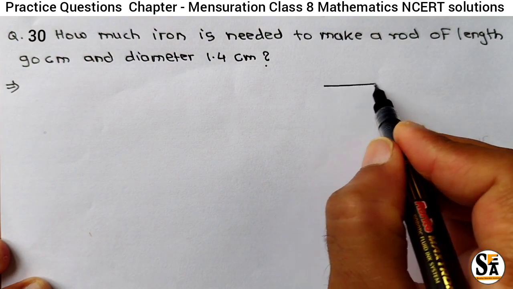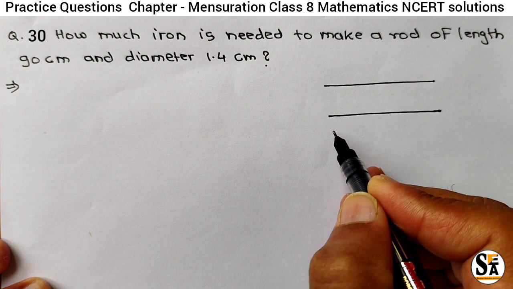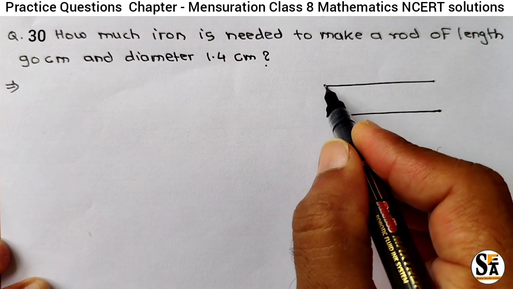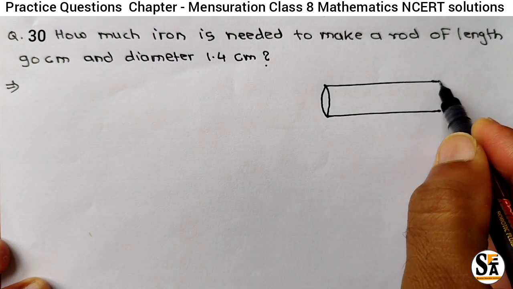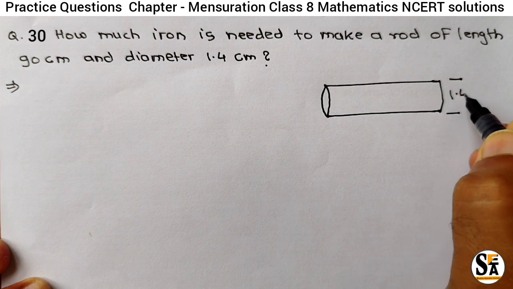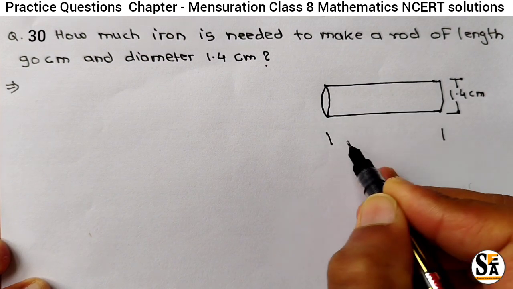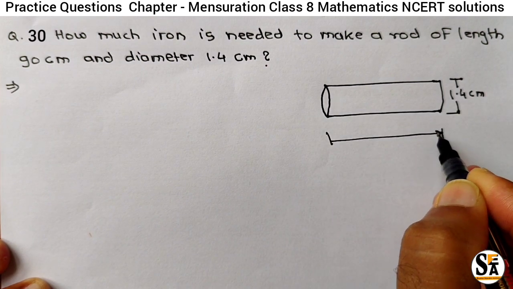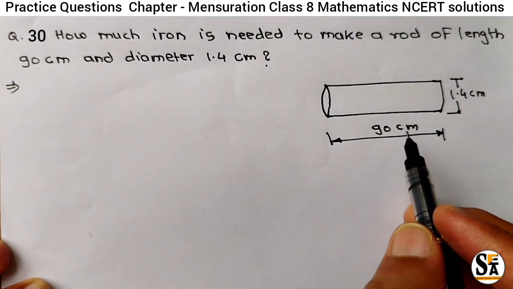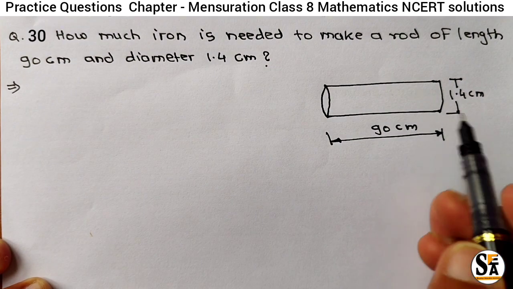If this is a rod, it is a cylindrical rod. And what is given? Length is given as 90 cm and diameter is given as 1.4 cm. So if this is the diameter, then this diameter is given 1.4 cm, isn't it? And this length is given 90 cm. We have to calculate how much iron is needed, which means we have to calculate the volume of this iron rod.